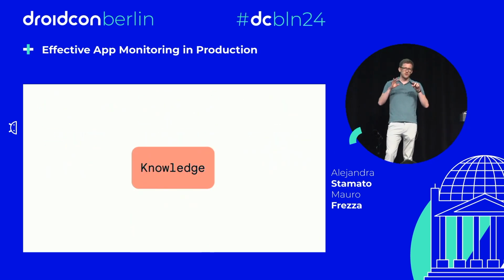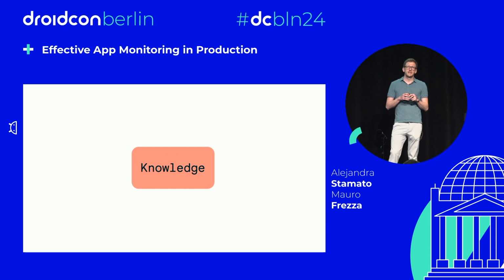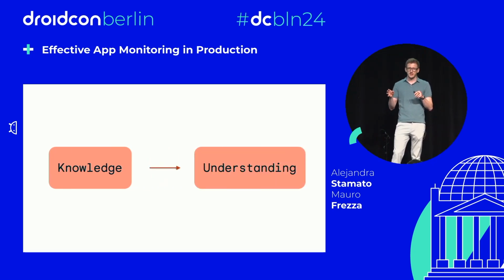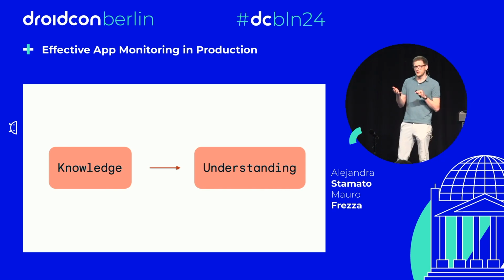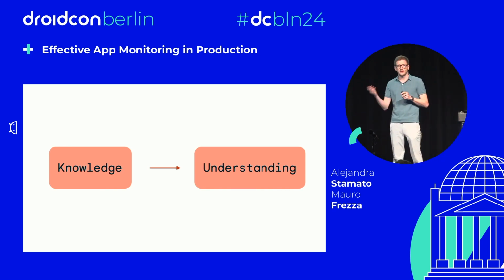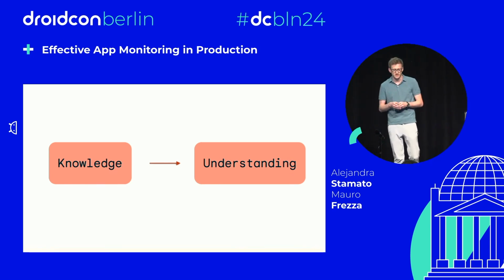And so once you build this knowledge, it's not just enough to have all this data. What you need to do is build an understanding. And by doing that, you need to build a process around it, and we're going to see how we built a process in HubSpot to move from the knowledge, so having all this data, to understanding what it means, and what it means in terms of user experience.